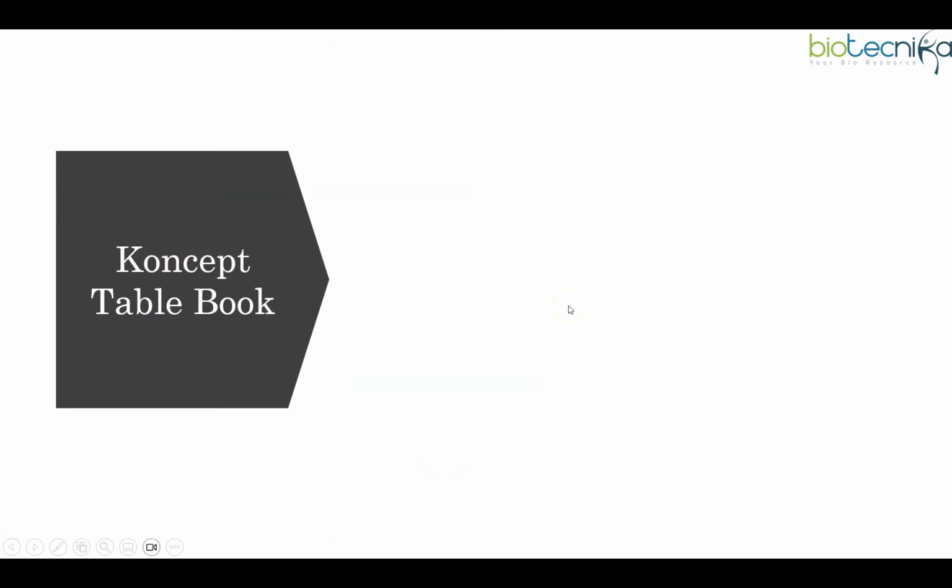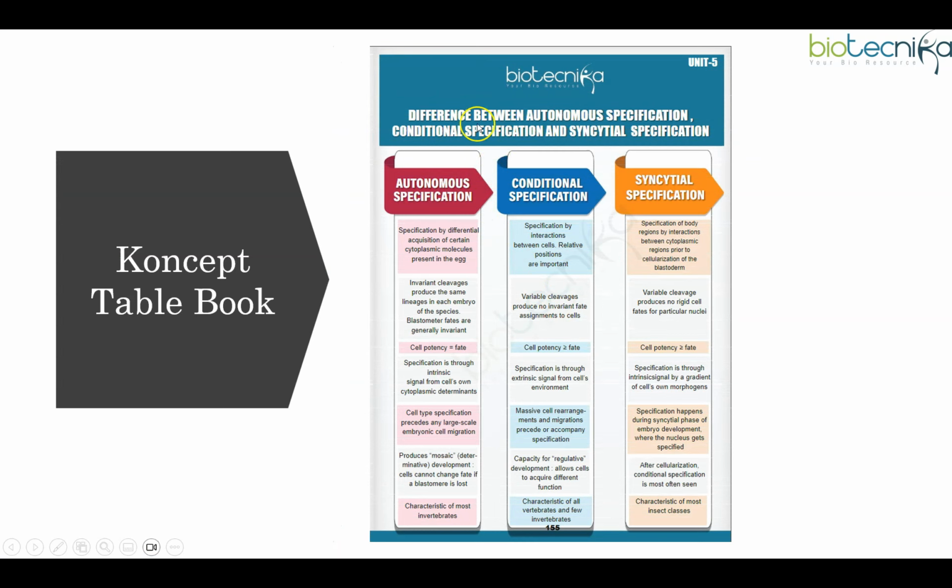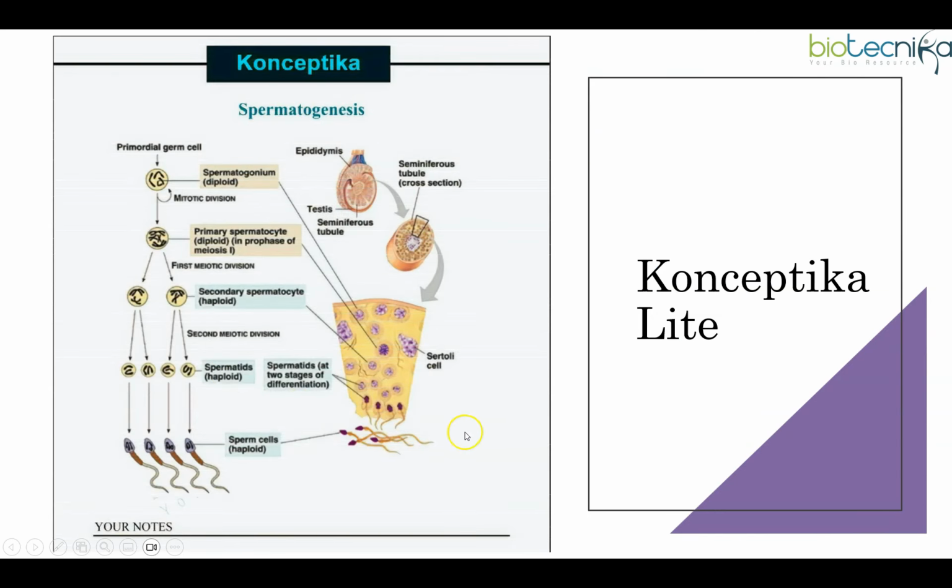all these points are covered. Okay. We have the concept table books, as I said, from unit 5A, the differences between the different types of specification, autonomous, conditional, syncytial, all these differences, as you can see, are in one sheet. Okay, so each of these can be one sentence in a true or false question. So studying from them and revising from them mainly, it will be very beneficial. Conceptica Light, it is about the diagrams and the flowcharts. You can refer to this also.